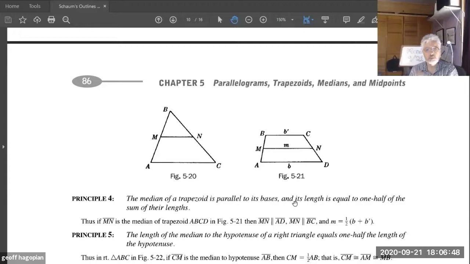Okay, then principle 5, we'll read these together. The length of the median to the hypotenuse of a right triangle is 1/2 the hypotenuse. Okay. So let me write that down. Let's see if we can prove that. Principle 4 of trapezoids.